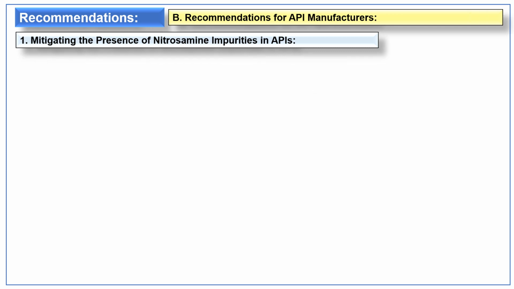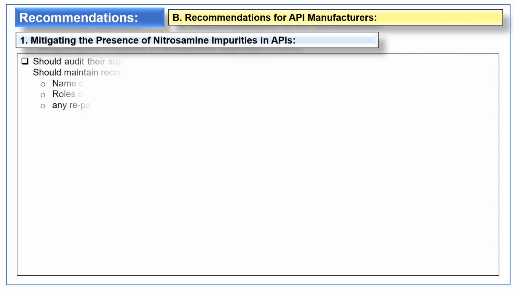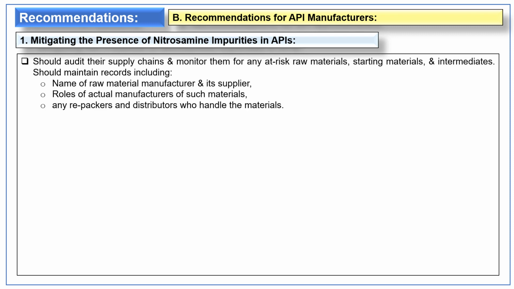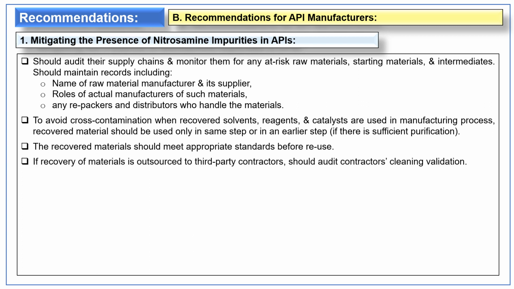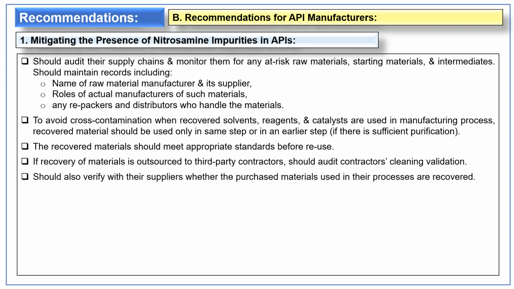Continuing with mitigating the presence of nitrosamine impurities in the APIs, you should audit the supply chain and monitor it for any at-risk raw materials. The record should include the name of the raw material manufacturer and supplier, the role of the actual manufacturer, and any repackers and distributors. To avoid cross-contamination, when recovered solvents are used, they should be used in the same step or in an earlier step. The recovered material should meet appropriate standards before reuse. If recovery of material is outsourced to a third party, they should audit the contractors for cleaning validation. They should also verify with their suppliers whether the purchased materials used in their process are recovered.